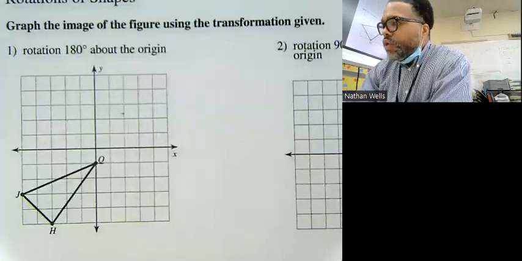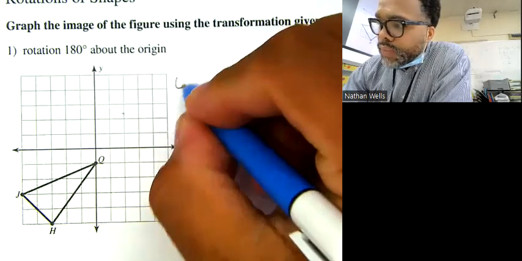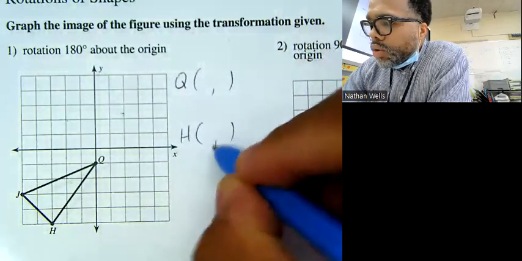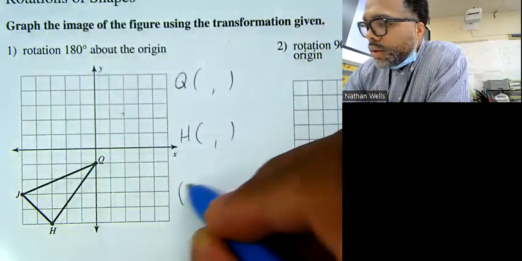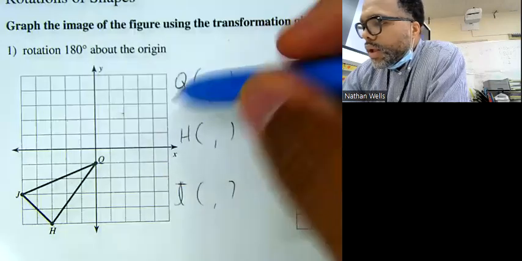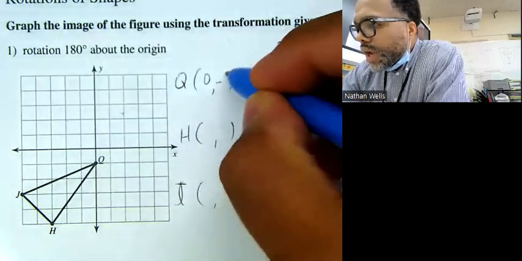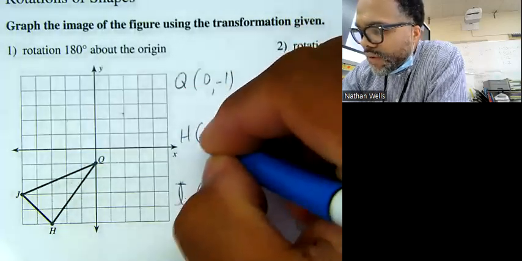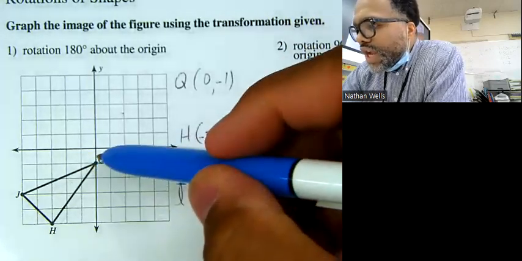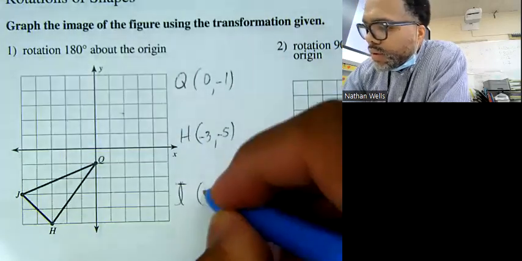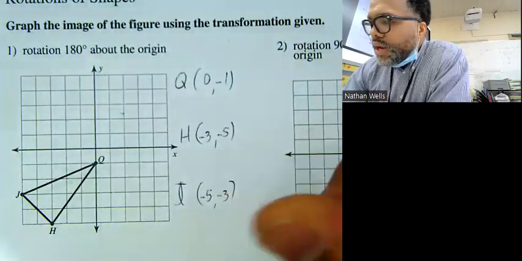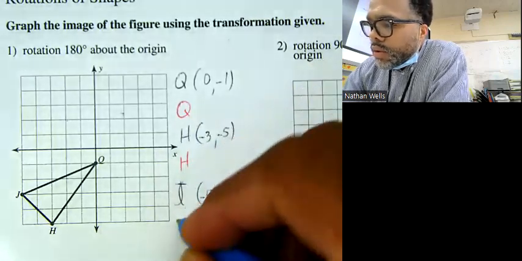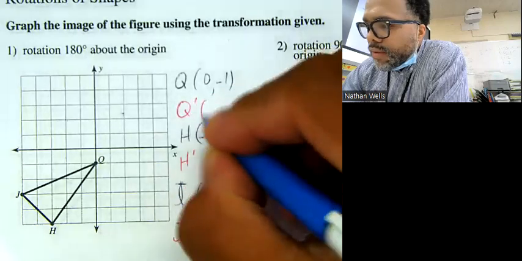So first thing we need to do when it's 180 degrees, list the coordinates for your points. Q is located at 0, -1. H is located at -3, -5. And J is located at -5, -3. So how do we locate our prime points?